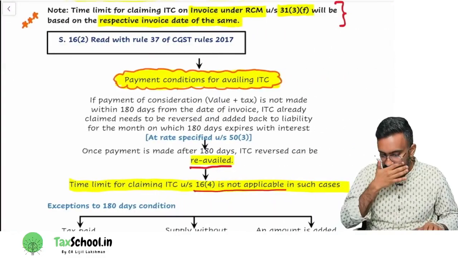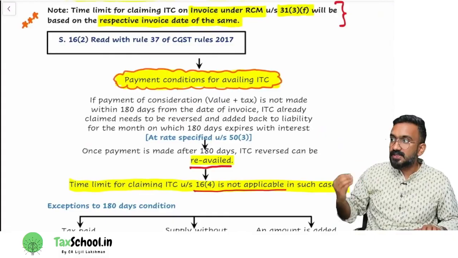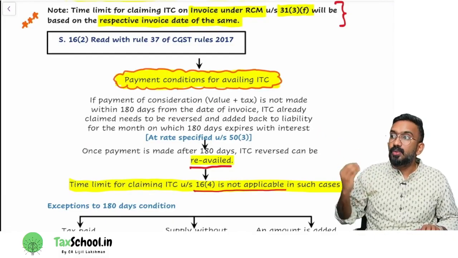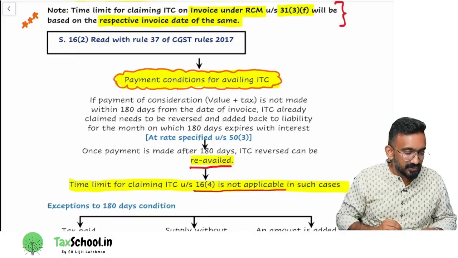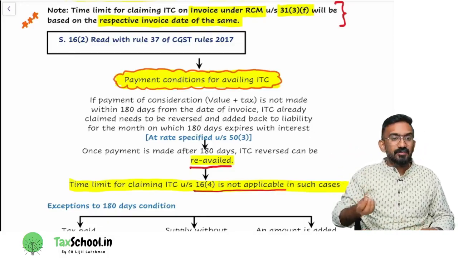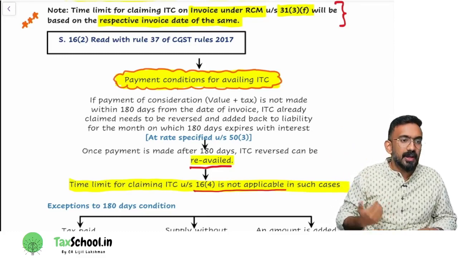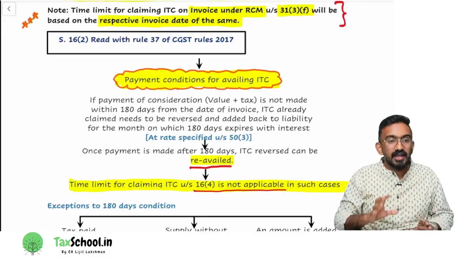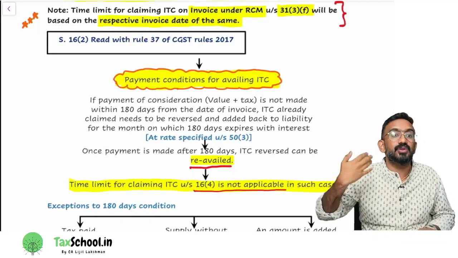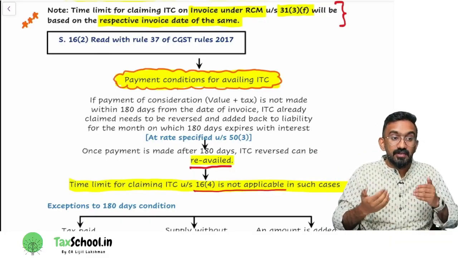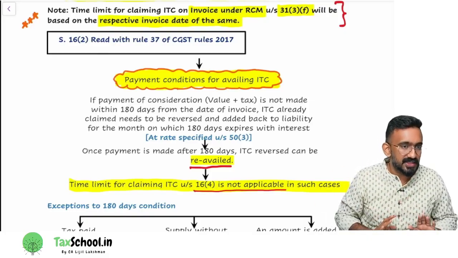Let's look at the second note, what it says. The time limit for claiming ITC on an invoice under RCM under section 31(3)(f) will be based on the respective invoice date of the same. What is the meaning of it? Whatever self-invoice is issued by the bank, they have to look at the invoice date, financial year, next financial year before 30th of November, they have to claim the ITC. So even for the GST paid under RCM, they have to claim it before the time limit. This is the understanding that you have.